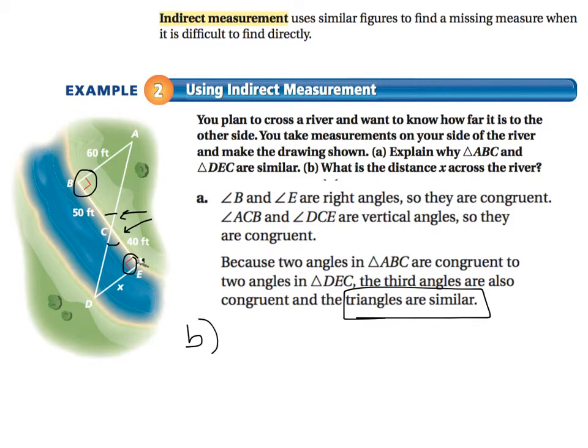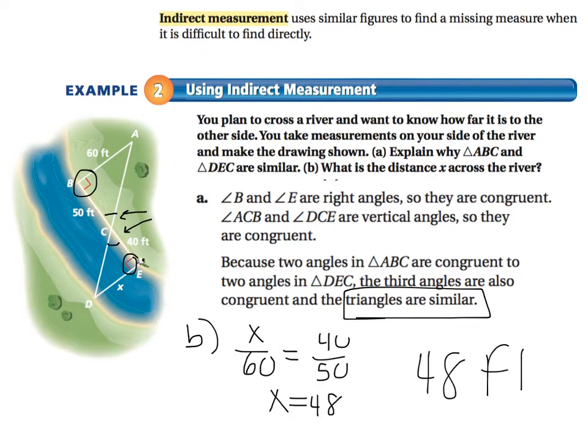The last step is we have to find the distance. Since they're similar, we know the sides are proportional. I can write a proportion. Corresponding sides, x divided by 60 equals 40 divided by 50. If I solve this, x equals 48. So we know the distance across the river is 48 feet. And your vocabulary will just be indirect measurement.